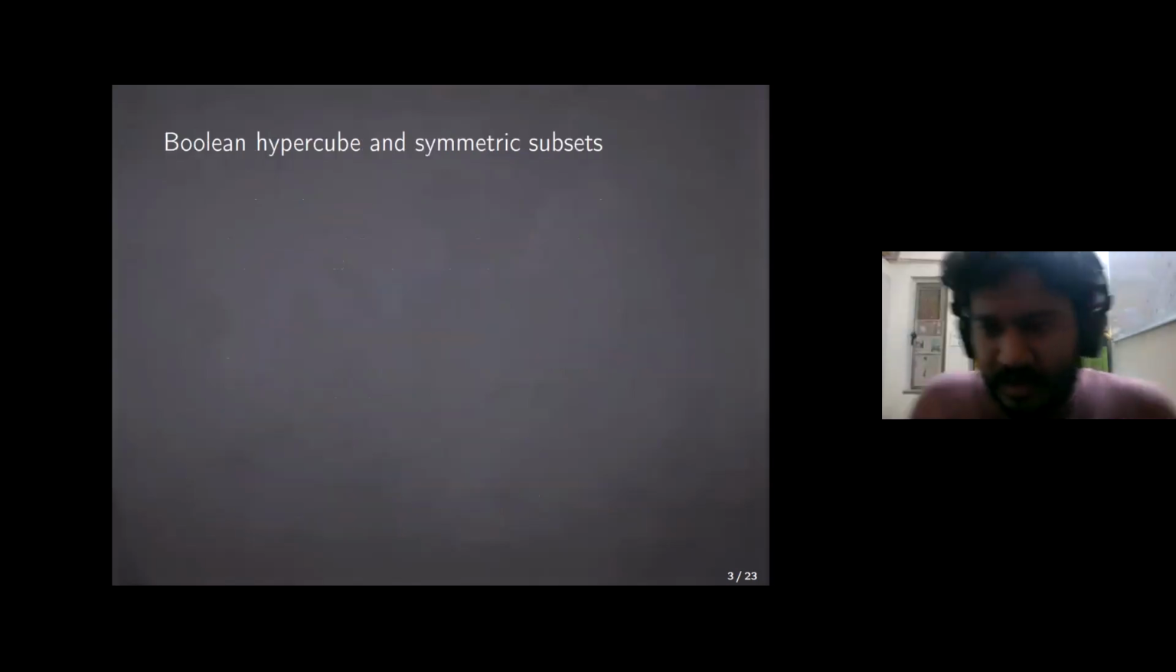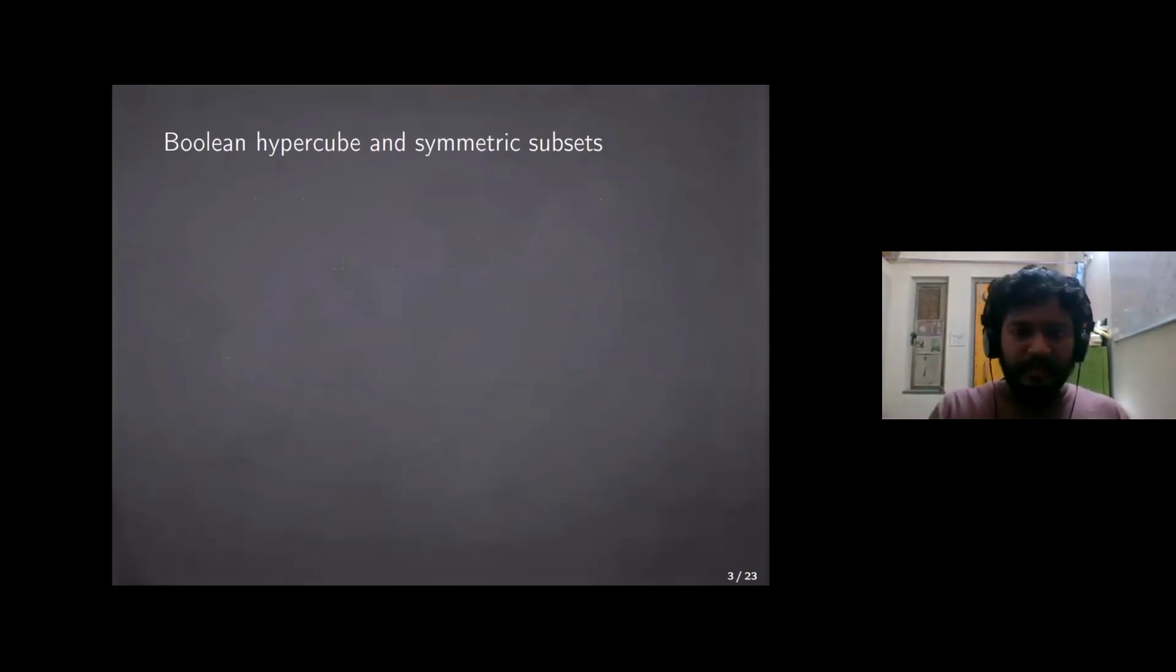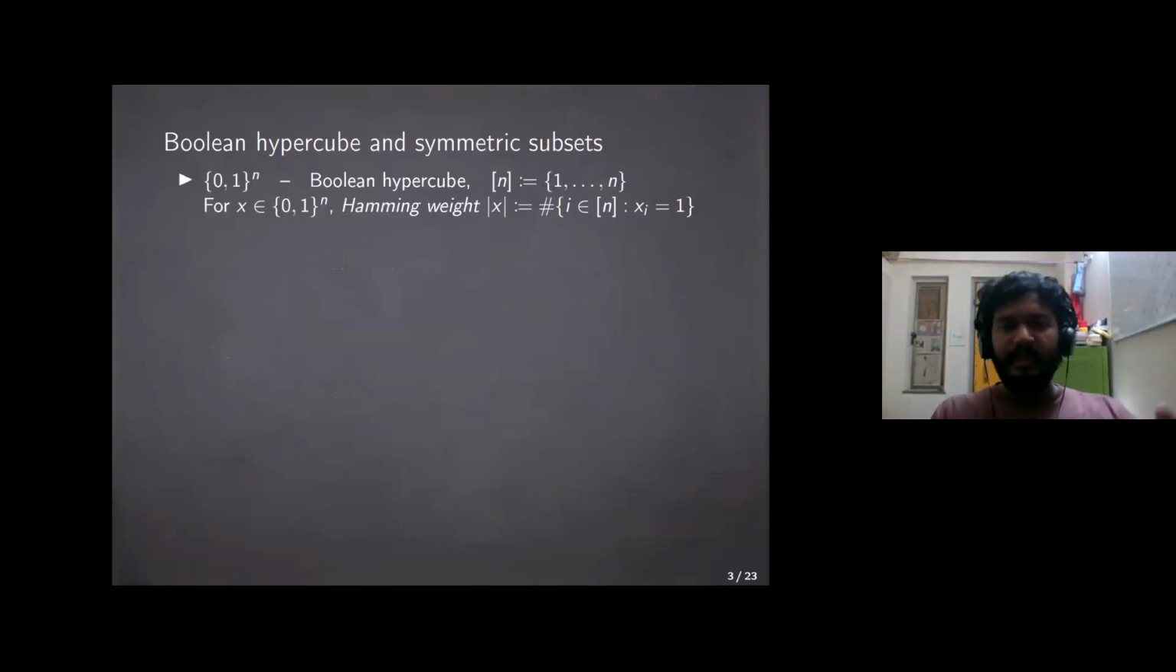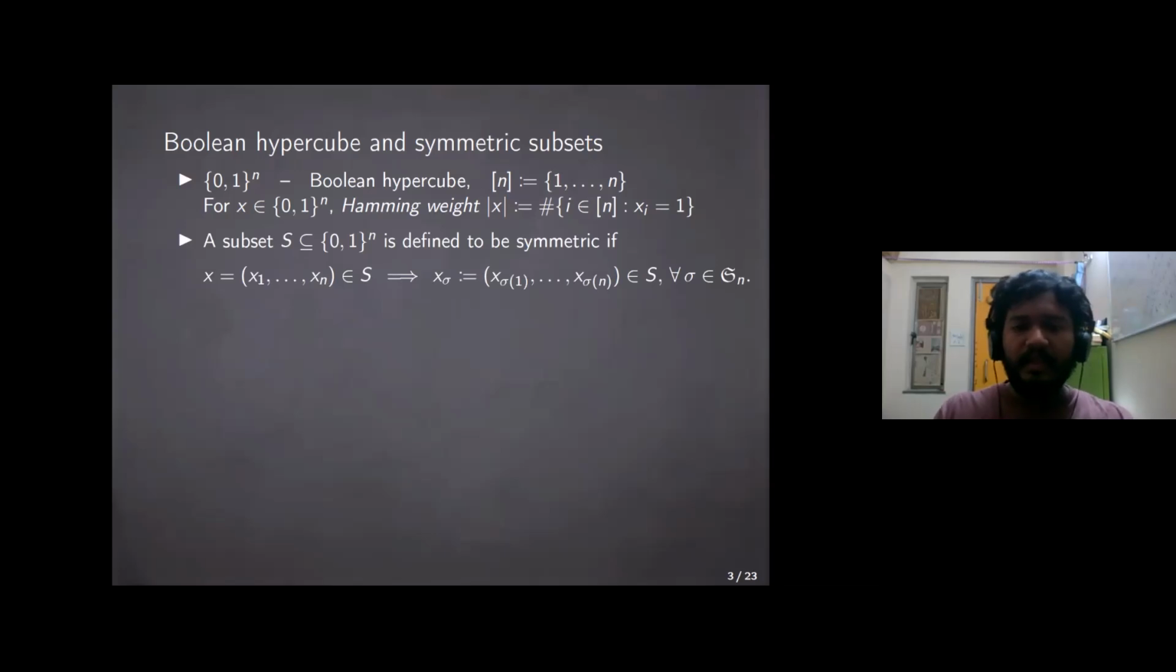So let me begin with the basic definition. The Boolean hypercube is denoted by {0,1}^n. [n] to me is the subset {1,...,n}. And for any x in {0,1}^n, the Hamming weight of x is defined to be the number of ones in that vector.